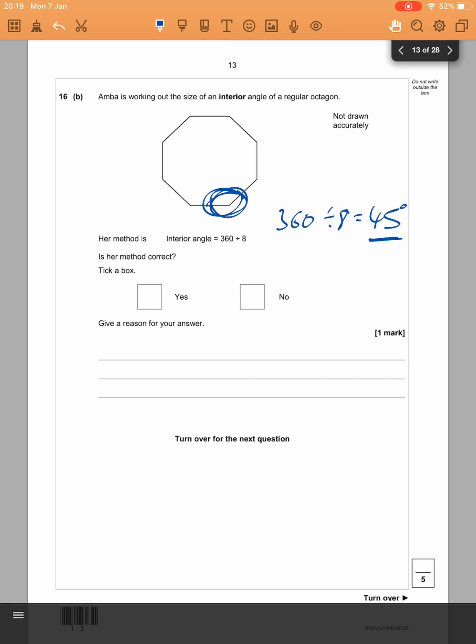The other thing you could say is that actually the sum they've done isn't for calculating an interior angle, it's for an exterior angle. If you wanted to find the size of this angle here, you would do 360 divided by 8. So you could then work out what this angle actually is. That would be another way of working that out. So complete that answer.